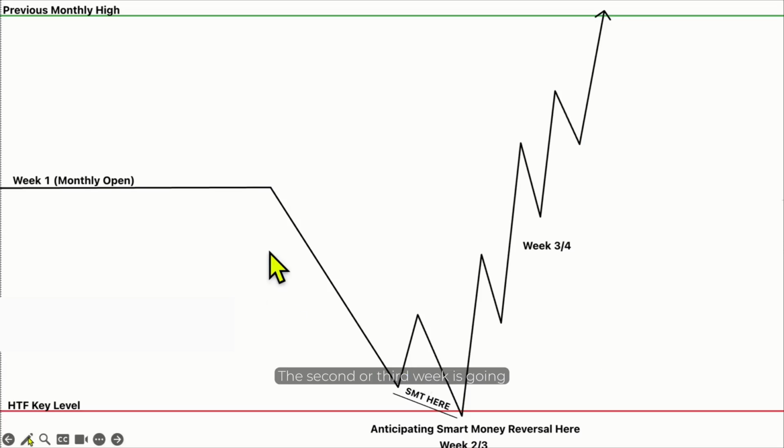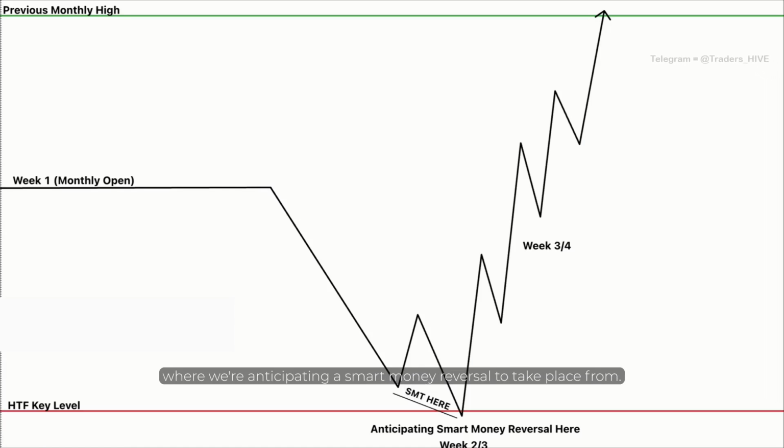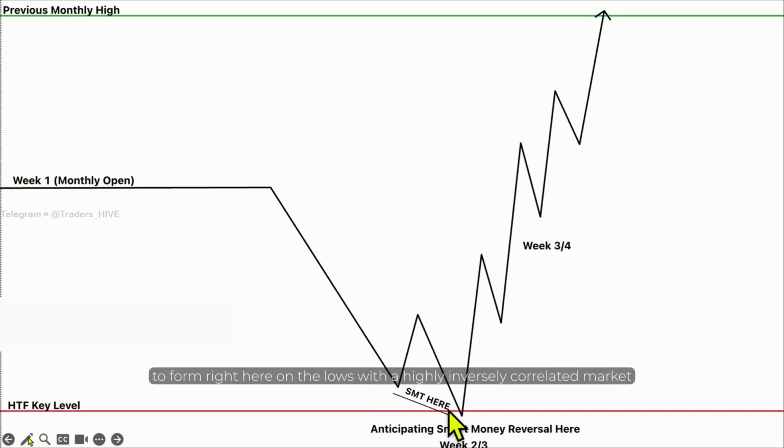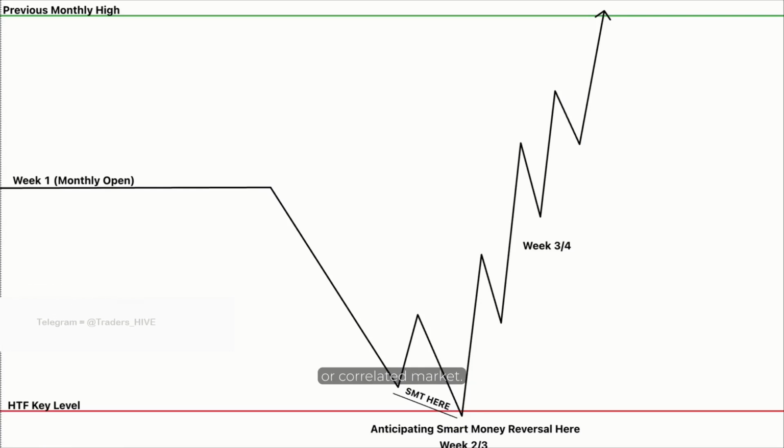The second or third week is going to trade into a higher time frame key level where we're anticipating a smart money reversal to take place from. What I want you to understand is that this drop towards the downside right here is suggesting to us that manipulation is taking place. And what follows after manipulation? Distribution. We are anticipating higher prices for the month, and therefore what we will be monitoring is SMT to form right here on the lows with a highly inversely correlated market or correlated market.